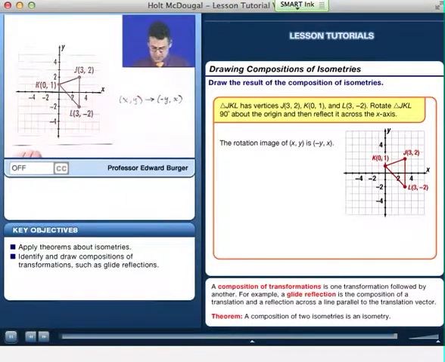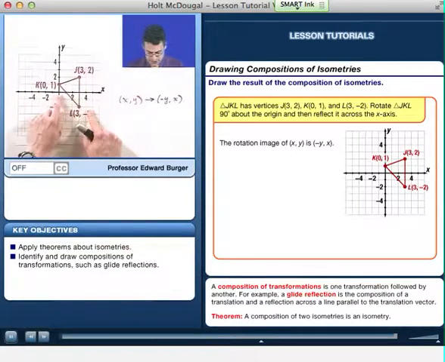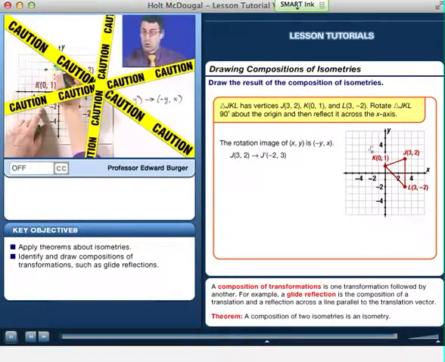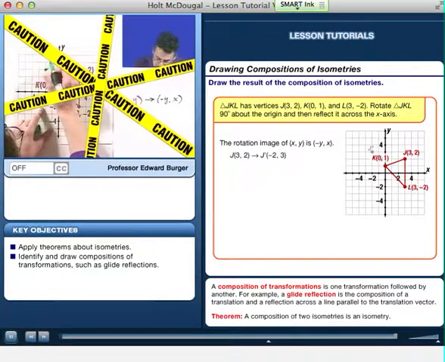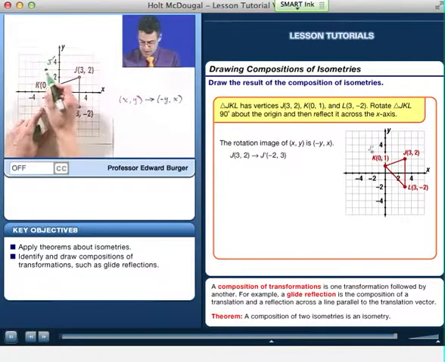Okay, so in this context, let's see where, in fact, points would go. So let's take a look at J right here. So J, which is 3, 2, would go to negative 2, 3. So I'm going to call this point here J prime. Now let me just warn you that things are going to get a little bit crazy. But that's J prime, negative 2, 3.